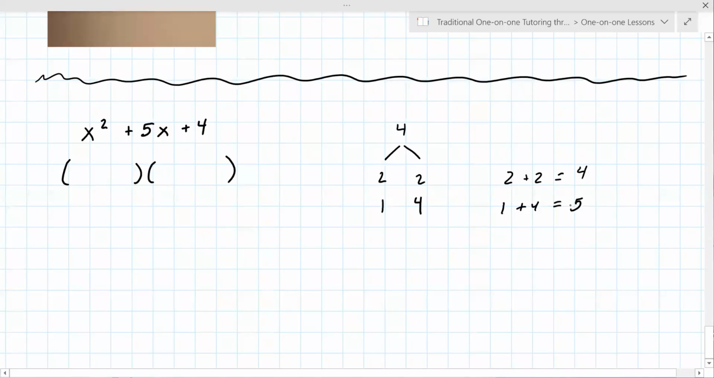Oh, wait a minute. I think I know this. X plus 1, x plus 4. Okay. Now let's assume we set it equal to 0. X plus 1 equals 0. X plus 4 equals 0.